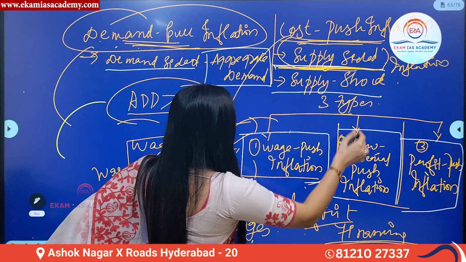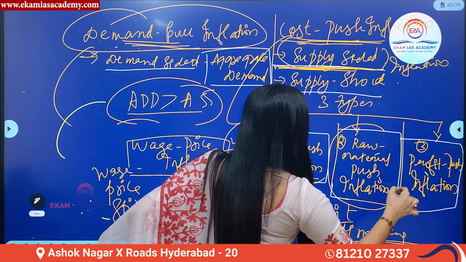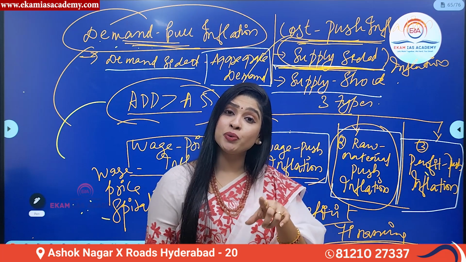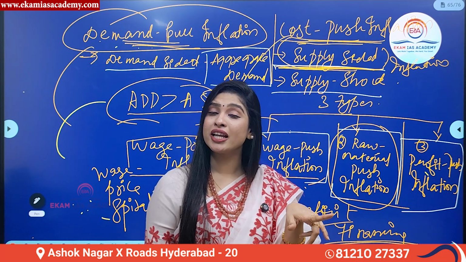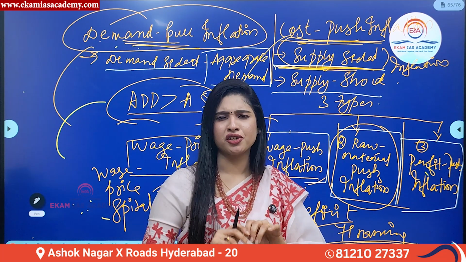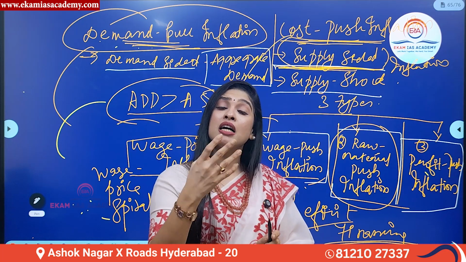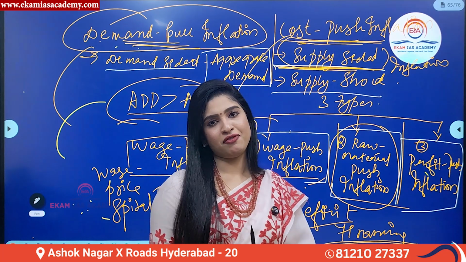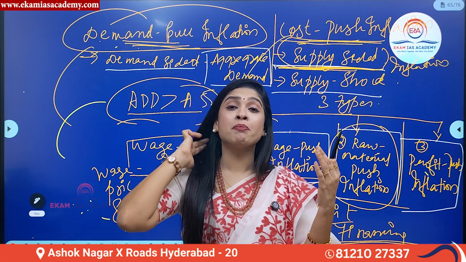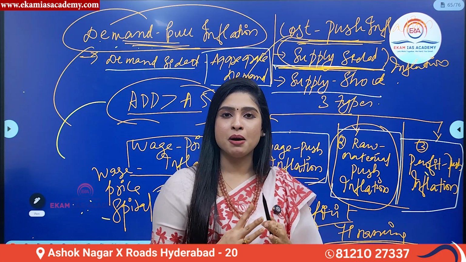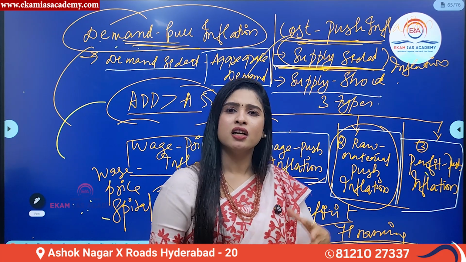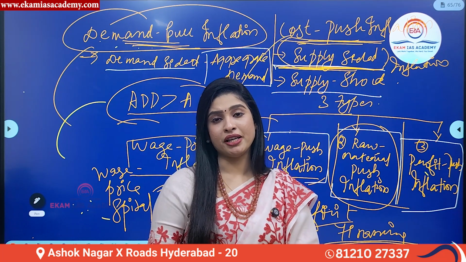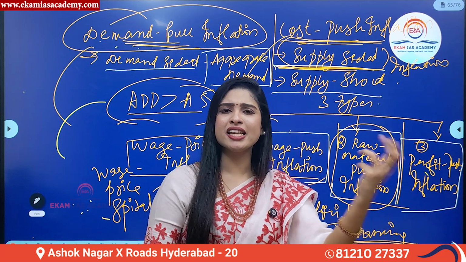Having said that, the next type is raw material push inflation. This is a very serious type of inflation. Actually, cost push inflation is called supply shock inflation in many textbooks. But the real supply shock inflation is raw material push inflation. When there is a rise in the price of raw materials, for example, to produce a cotton sari, cotton is the raw material. To produce a silk sari, silk is the raw material. To produce a leather jacket, leather is the raw material.